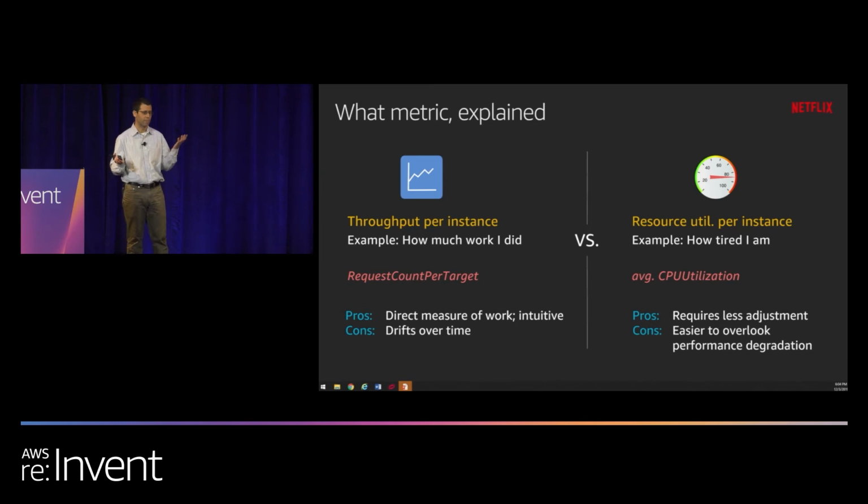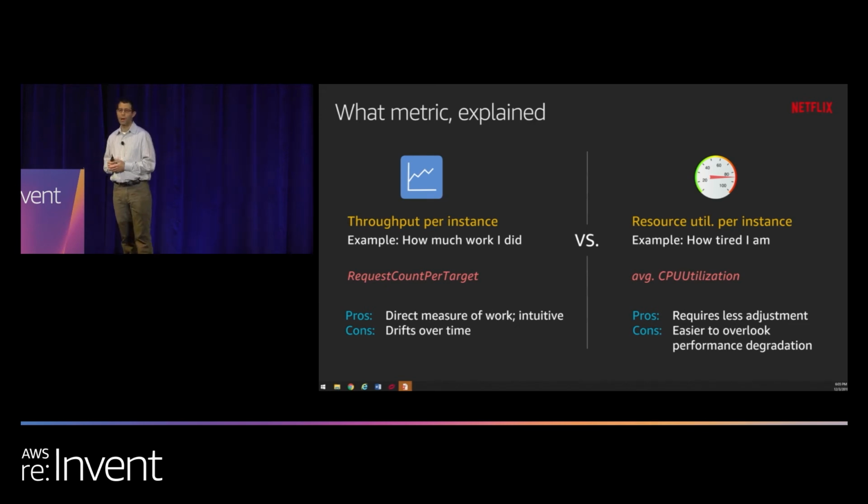Out of the box, we have request count per target. It's an example of an ALB metric. It's a throughput per target. And of course, ASG publishes average CPU utilization that can be used for scaling based on resource utilization.